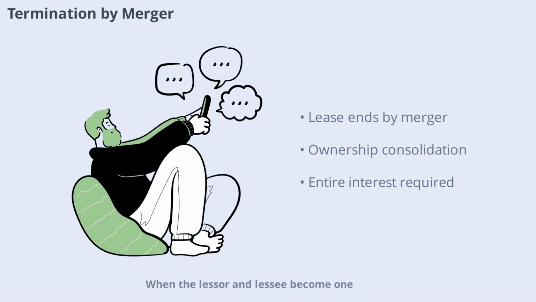When the lessor and lessee become one, such as when the lessee buys the lease property, the lease is terminated by merger. The lessee must buy the entire interest in the property for this to occur. This method consolidates ownership and ends the lease arrangement.